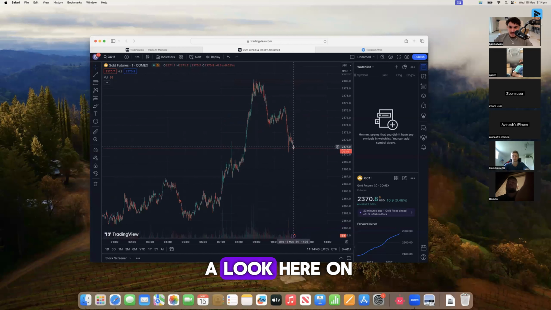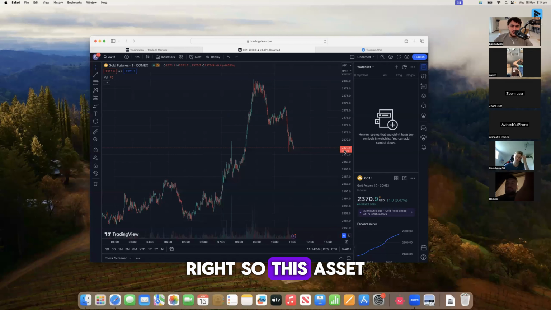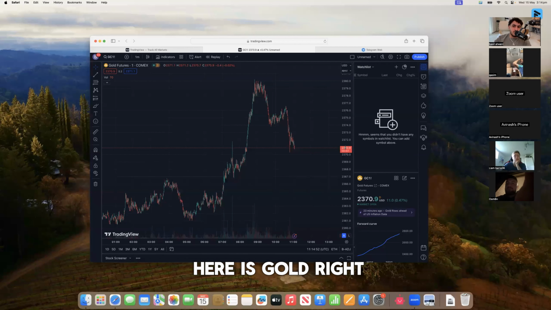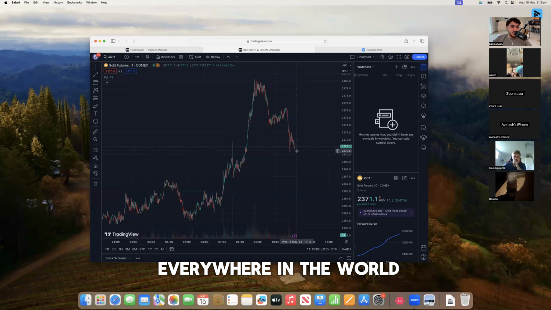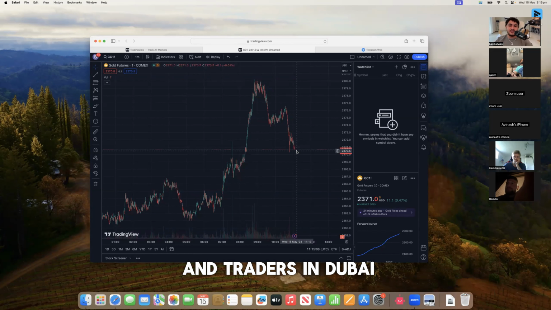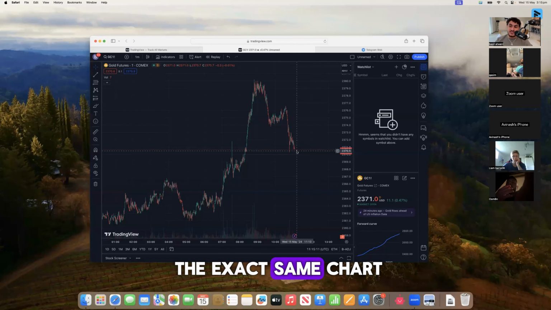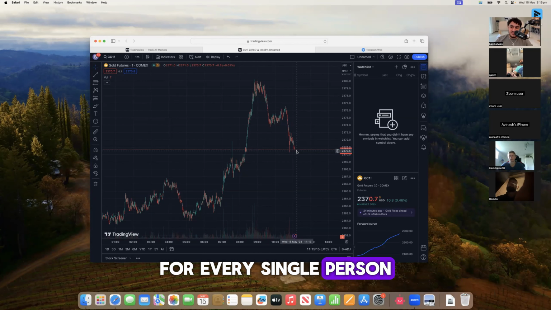So if you have a look here on the right hand side, this is the price of the asset you're trading, right? So this asset here is gold, right? So now we're at 23.71, and as you guys can see, this is a live chart. So at the moment, everywhere in the world, the price for this is exactly the same. And you have traders in Australia, and traders in Japan, and traders in China, and traders in Dubai. They're all looking at the exact same chart that we're looking at here right now. And the prices are going to be exactly the same for every single person.